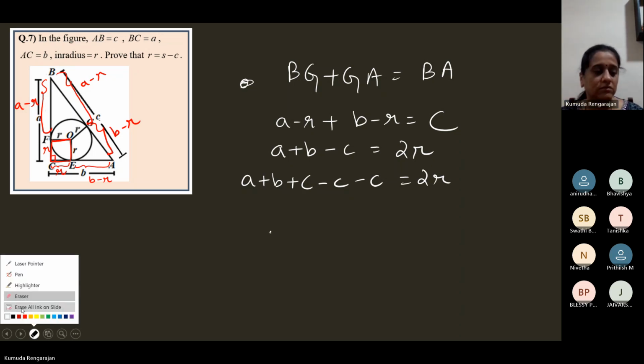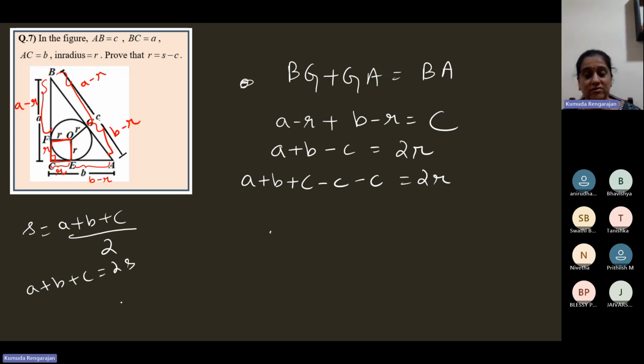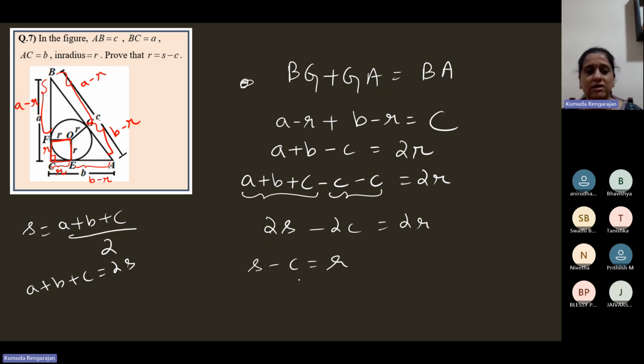Where I stopped, I was telling you S is equal to what? A plus B plus C by 2, right? So when you cross multiply, you get A plus B plus C is equal to 2S, right? So what is A plus B plus C? 2S. And minus 2C is equal to 2R. So 2, you can take out common and cancel on both sides. So you get S minus C is equal to R. And that's what we have to prove. R is equal to S minus C. All right?